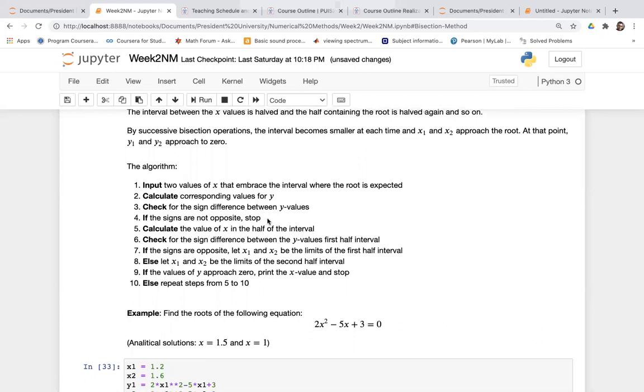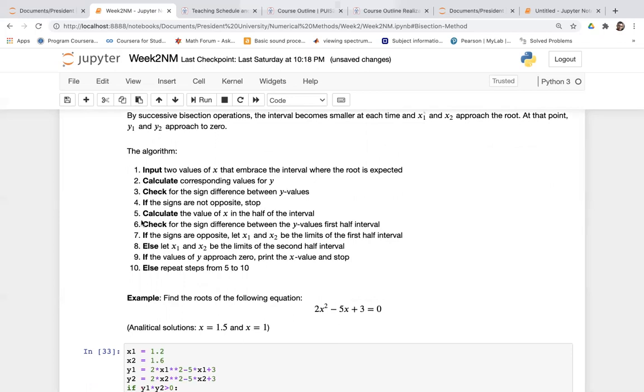If the signs are not opposite, the program stops. It means you need to repeat step 1 and find the values again. But if the signs are different, you can continue to step 5. Calculate the value of x in the half of the interval, and then check again the sign difference between the y values in the first half. If the signs are opposite, let x1 and x2 be the limits of the first half interval.